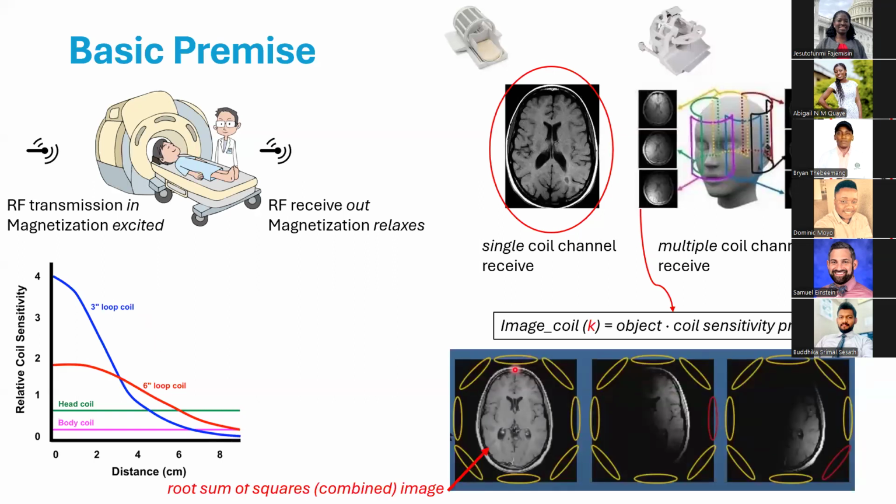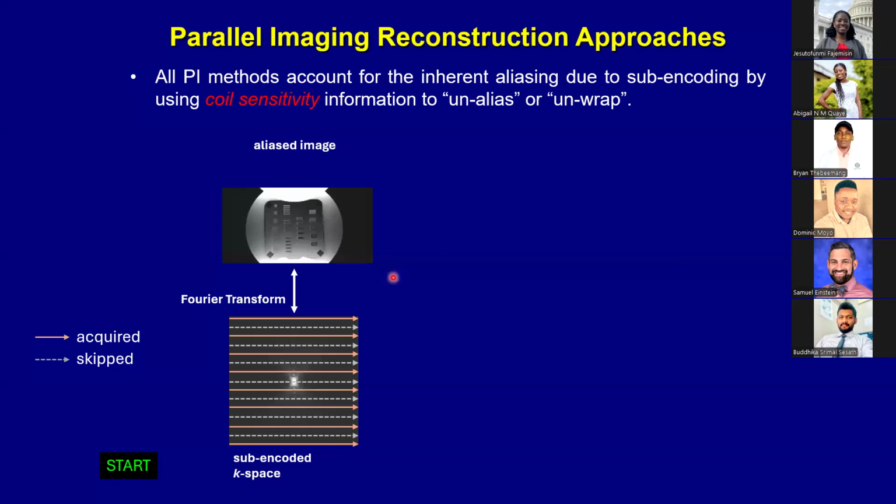And then just to get the terminology correct, again, we often don't see the individual coil images in PACS or as they come up on the scanner. What you ultimately see is the root sum of squares image, which combines all of the coil elements together. But it's the individual ones that we take advantage of when we do parallel imaging.